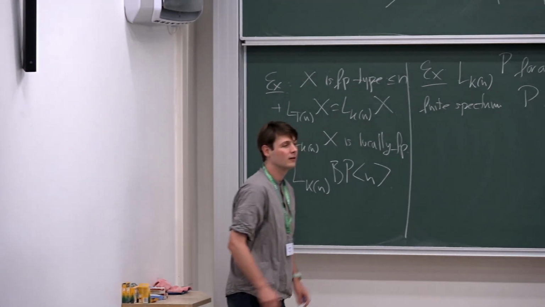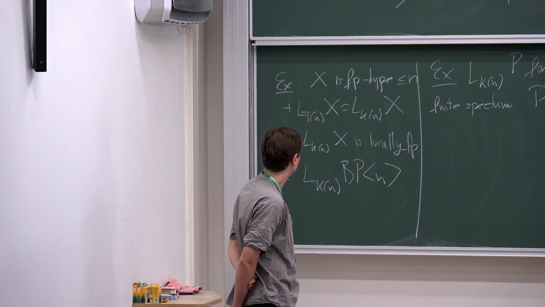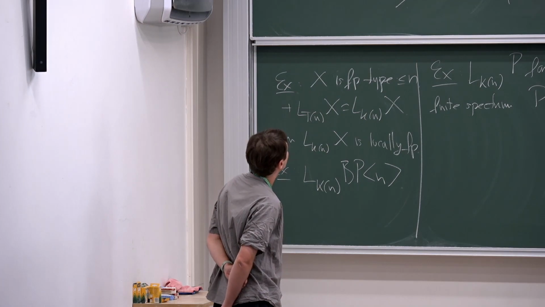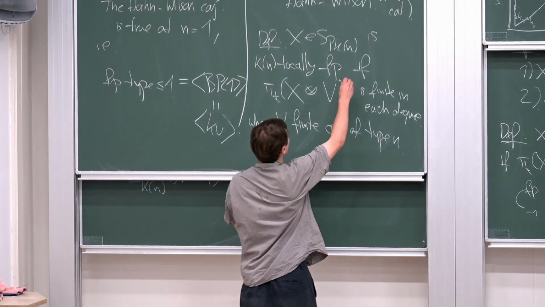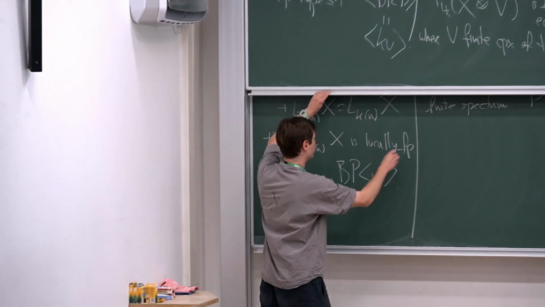Sorry, Piotr, for this statement, maybe you said it in words. You want to say L_{K(n)} of X is locally FP type less than or equal to n? I guess I only defined it without, but I should say locally FP at most n, yeah, and this would be locally FP at most n.